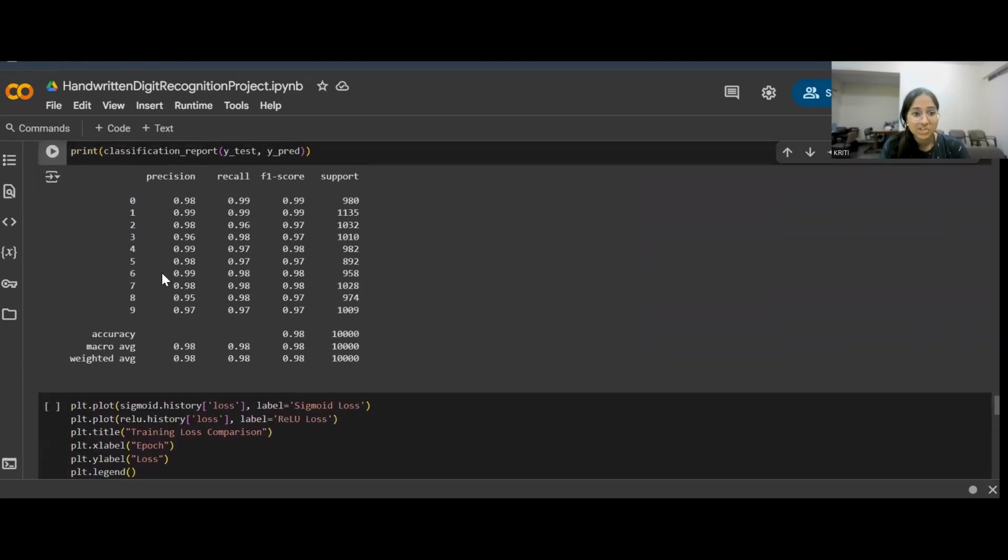Now we have shown the classification report. Our classification report shows the precision, the recall, the F1 score, and the accuracy. Here we have taken the ReLU model, which we have taken as the final model or the most appropriate model, with an accuracy of 98%.